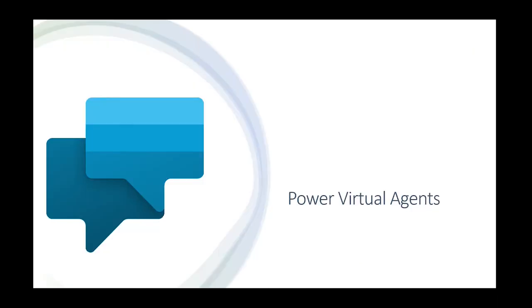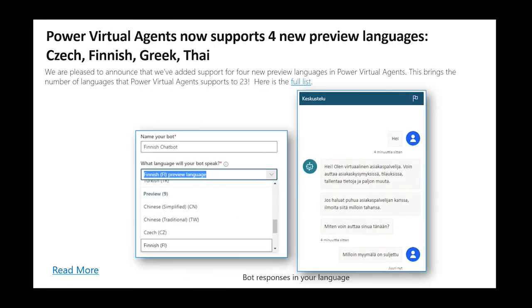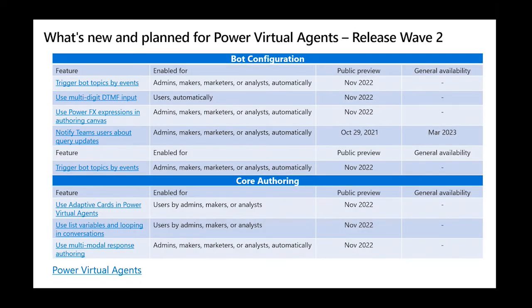All right, and next up are Power Virtual Agents. So we have a few different things here. The Power Virtual Agents now support 4 new preview languages: Czech, Finnish, Greek, and Thai. Those are in preview right now, but those are available to use within Power Virtual Agents right now. And then again, here are some of the features that are part of Release Wave 2 that are specific to Power Virtual Agents. So check those out as well.